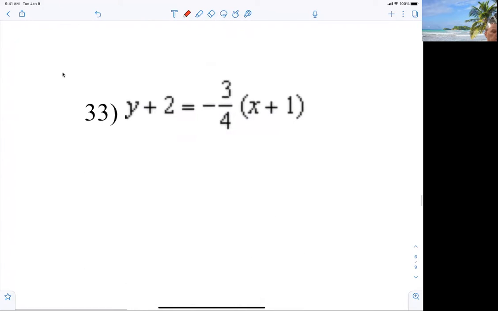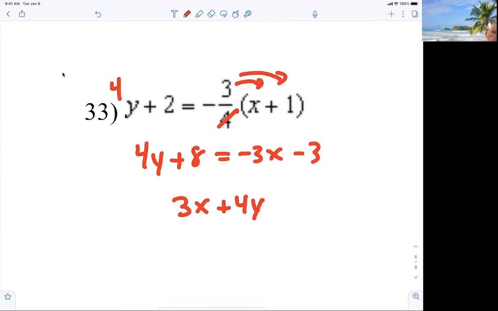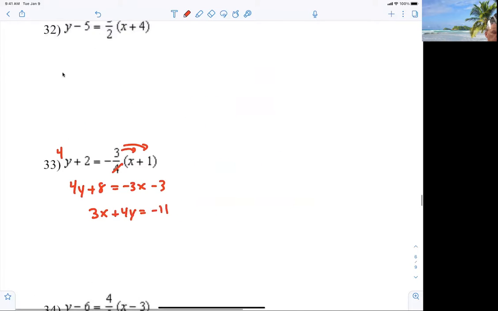Now 33. You're not allowed to have fractions. So instead of distributing the 3/4, multiply this side by 4 and then distribute the -3. Is everybody okay with that? Yeah. So then this becomes 4y plus 8 equals -3x minus 3. Everybody okay with that? Then you add the 3x, subtract the 8. 3x equals what? -11. All right, I'm pretty happy with that.